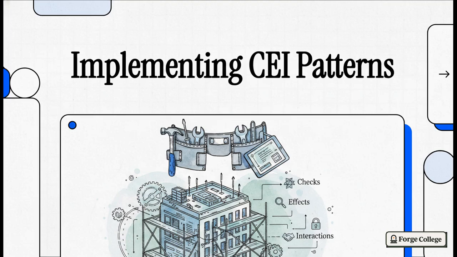Today, we're basically grabbing our metaphorical tool belts and doing a complete structural makeover on a smart contract. We're taking all those concepts from our previous theoretical lesson and moving right into the actual, hands-on implementation of the CEI pattern. So let's just dive right into it.